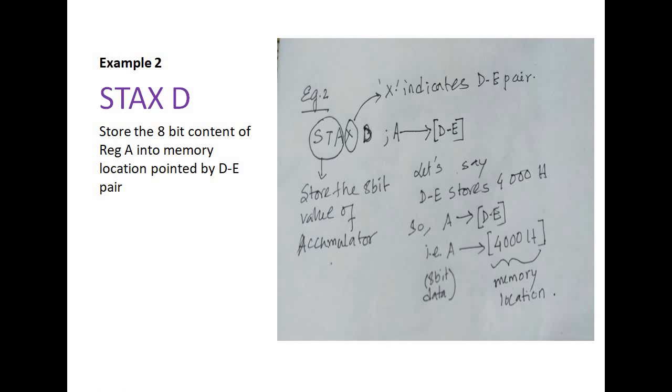Understood the difference between direct and indirect? In direct addressing, the address was directly given in the instruction, but in indirect addressing mode, this address is indirectly pointed by some register pair, and hence the name is indirect addressing mode. We are doing the same operation, but we are doing it indirectly.